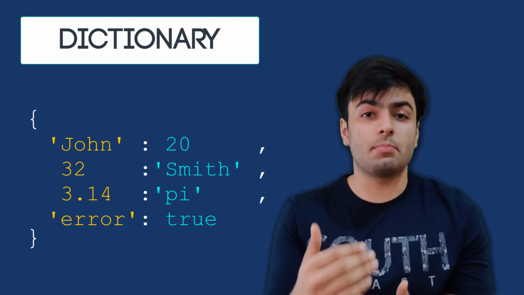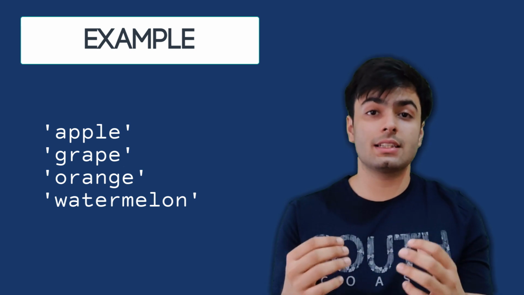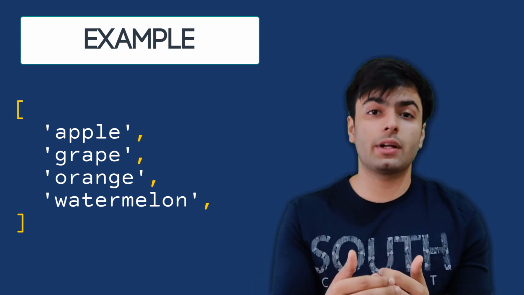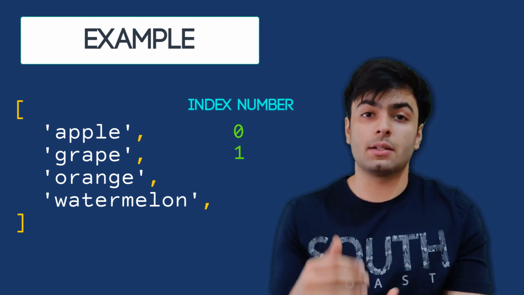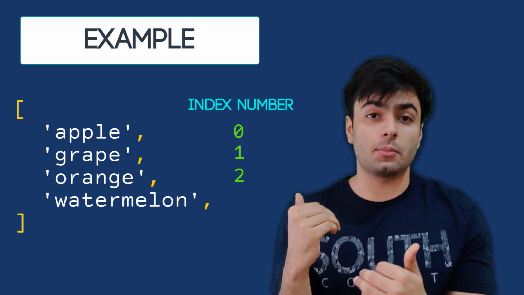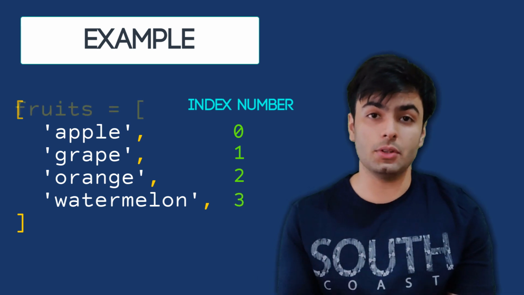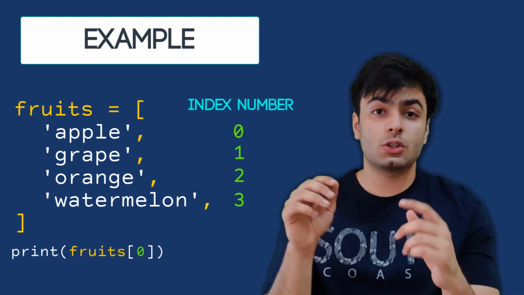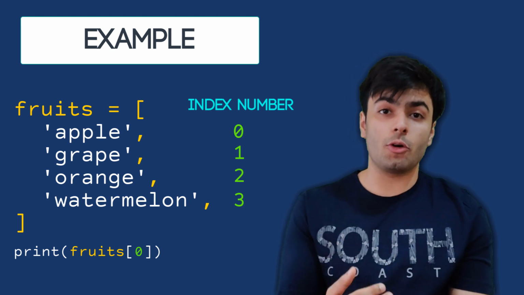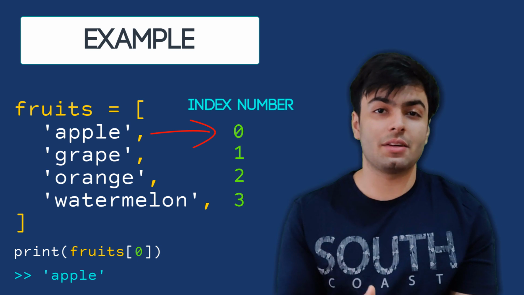Let's try and understand this better through an example. Let's say we have the words apple, grape, orange, and watermelon. In the form of a list, and in that order, apple would have the index number 0, grape would have the index number 1, orange would have the index number 2, and watermelon would have the index number 3. Any element in this list can be accessed using its index number. Let's call this list fruits. If we wrote the statement print fruits square brackets 0, that would output the word apple, because apple is the element in the list with index number 0.